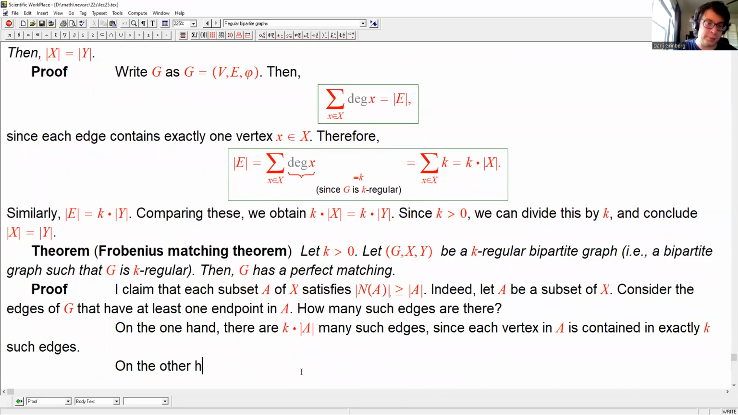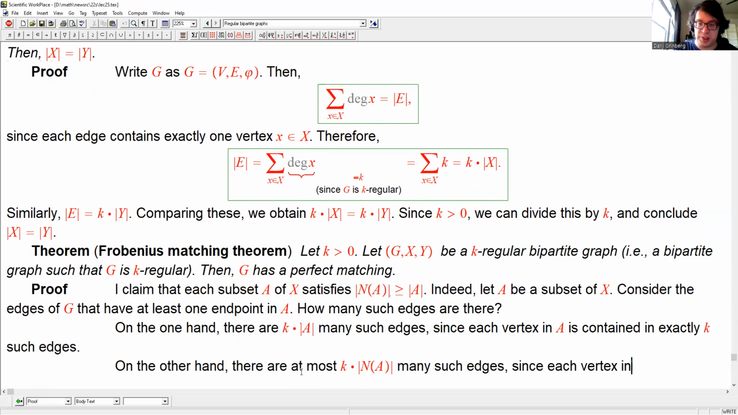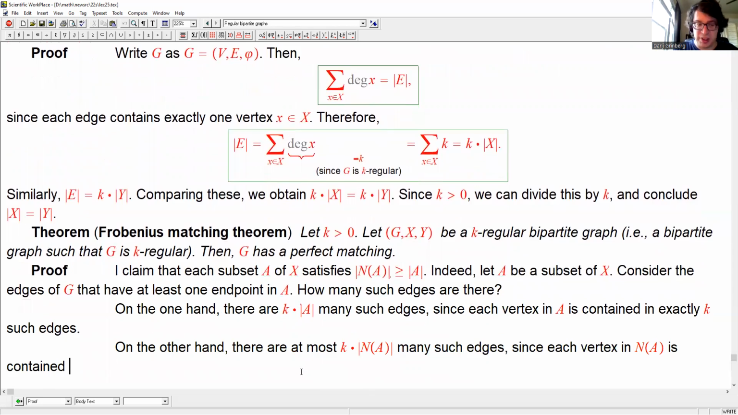On the other hand, there are at most k times the size of N(A) many such edges, because each vertex in N(A) is contained in at most k such edges. Why? Well, each vertex in N(A) is contained in k edges in total, and at most k of them have one endpoint in A, as you can also have an endpoint somewhere else.